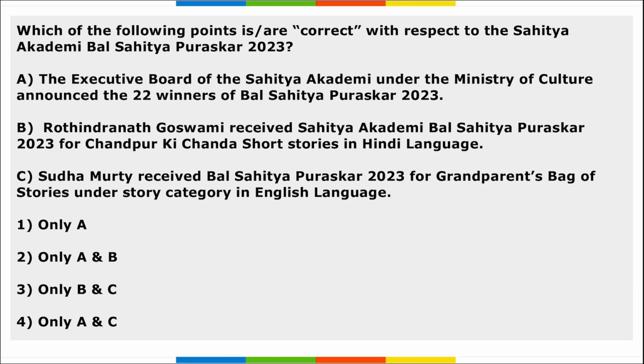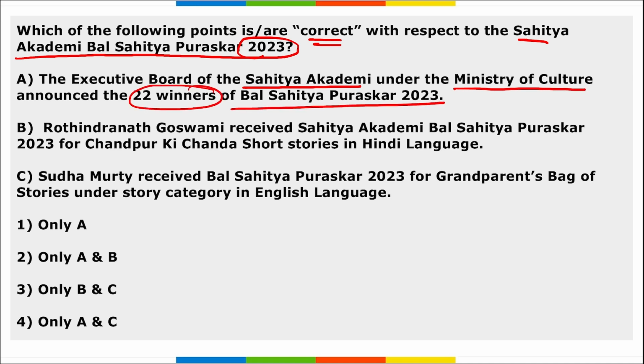Next, which among the following are correct with respect to Sahitya Academy Bal Sahitya Puruskar 2023? Let's see option 1. The Executive Board of Sahitya Academy, that comes under the Ministry of Culture, they announced 22 winners of Bal Sahitya Puruskar. So were there 22 winners announced? So yes, 22 winners were announced. One was for story, 7 were for short stories, 7 were for novels, 1 for poetries and stories, 1 for play, 1 for memoir, and 4 for poetry. Correct? So option A is right here.